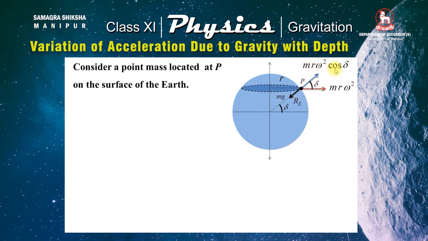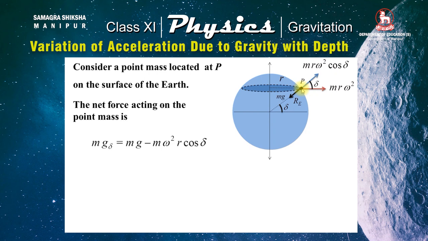And this will be the component of the centrifugal force, and there will be an apparent force acting on this point mass at this point due to the rotation of the earth. Now the net force acting on the point mass will become the vector difference, as the two are in opposite directions.